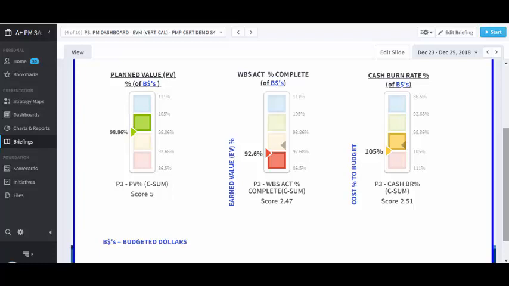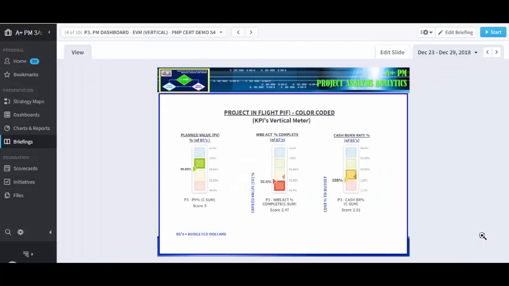of the thresholds, right? So again, the three metrics that we're looking at here are plan value percent complete, which is the time interval to the budget; work breakdown actual percent complete, how well you're doing against what you plan to do; and how quickly you're burning the cash. So they're burning the cash faster than they're completing the work. So let's go down to the next slide.